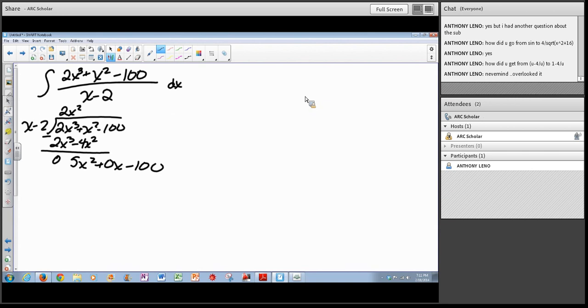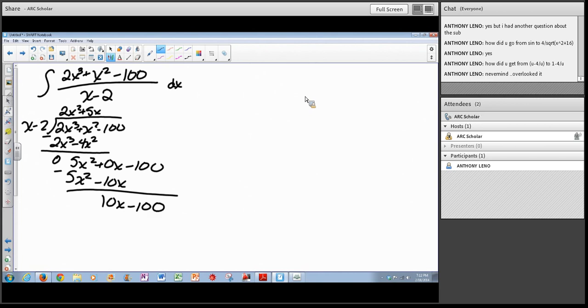Now the point is that we want to match the 5x squared, right? So we add the 5x. That's why it's going to make a difference, because we'll have an x term here that we wouldn't have anything to subtract from. If you subtract from nothing, it's better to have a placeholder. So minus 5x squared minus 10x. So we'll get a positive 10x minus 100.